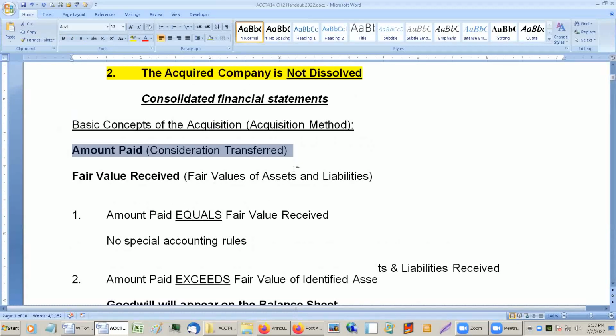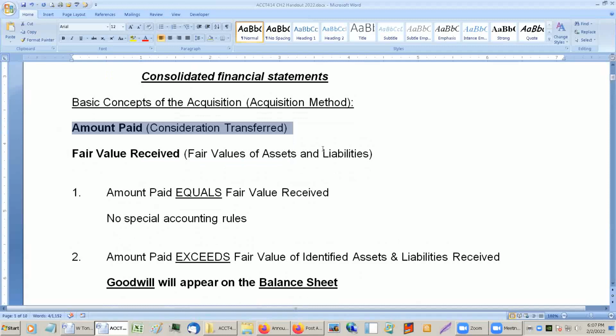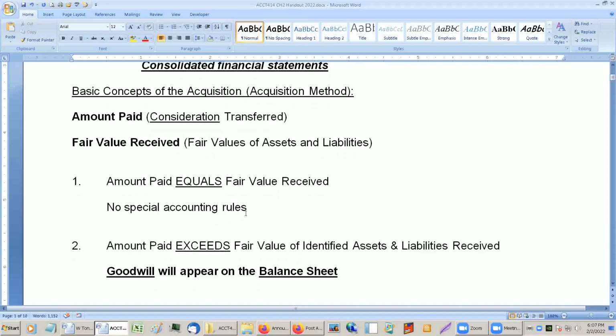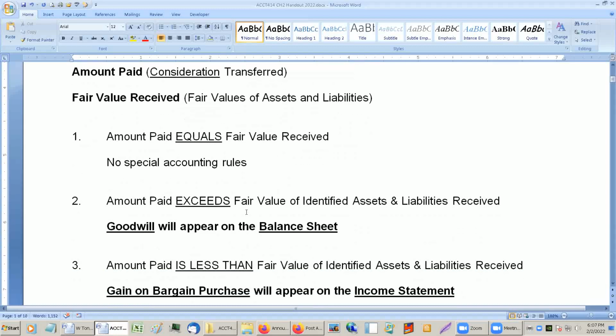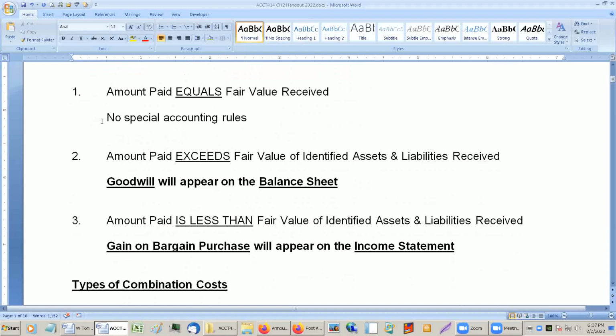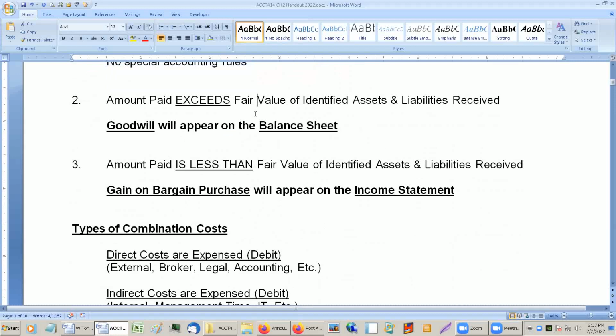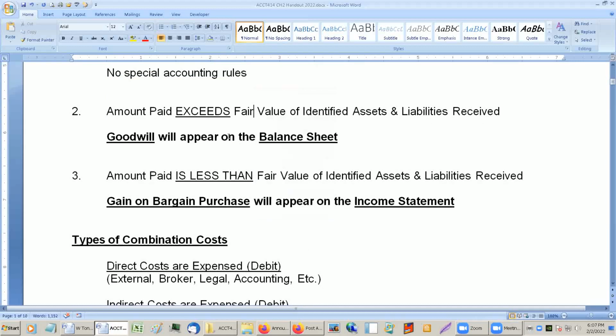The basic concepts: amount paid, sometimes called consideration. This is a legal term. Amount paid is consideration. It could be cash, it could be stock, it could be a number of things. If the amount paid equals the fair value, there's accounting rules. If it exceeds the fair value, goodwill will be on the balance sheet.